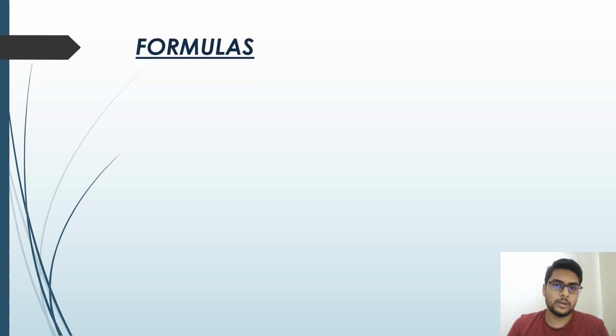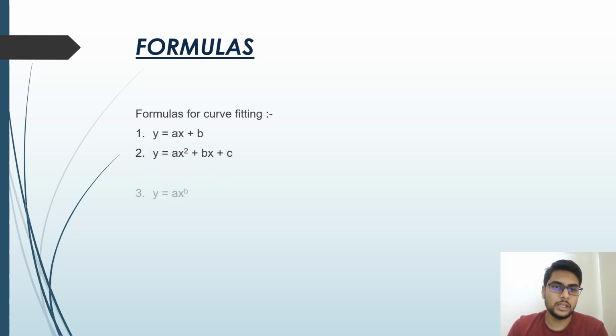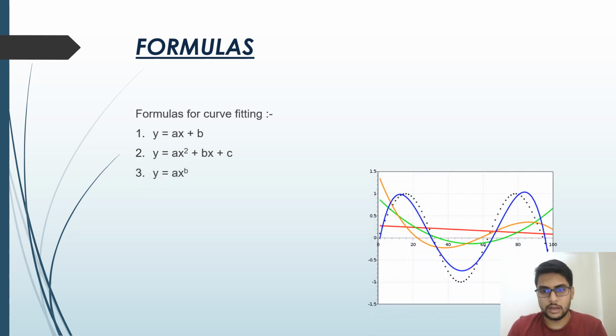These are the basic formulas that are used in curve fitting. First degree polynomial: y equals ax plus b. Second degree polynomial: y equals ax square plus bx plus c. The power formula: y equals ax to the power b. The red line shows the first degree polynomial and the green line shows the second degree polynomial. The orange line shows the third degree polynomial and the blue line shows the fourth degree polynomial.